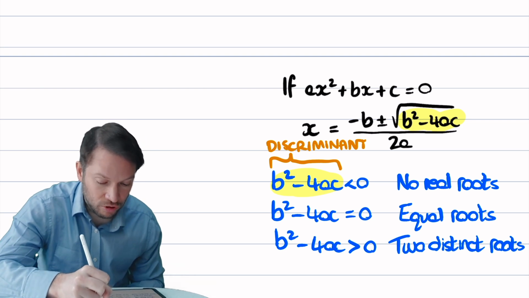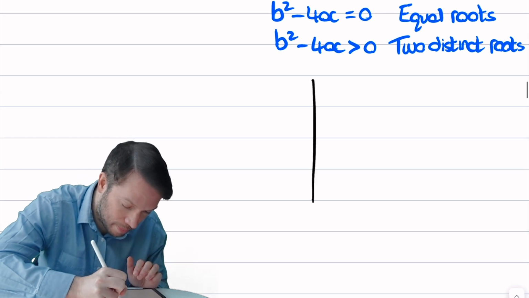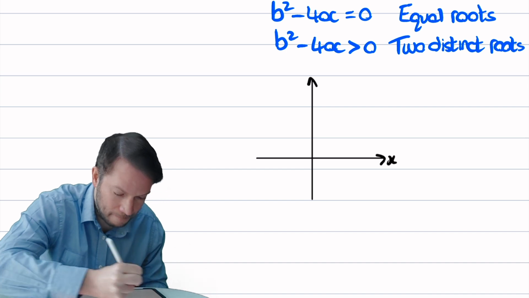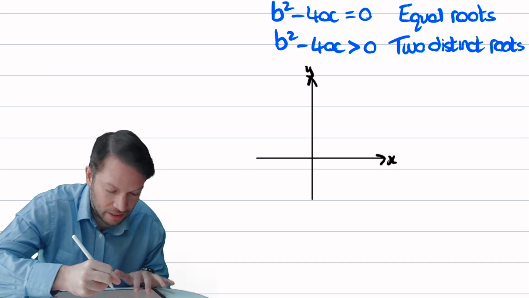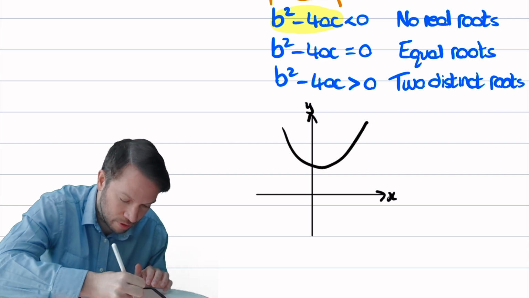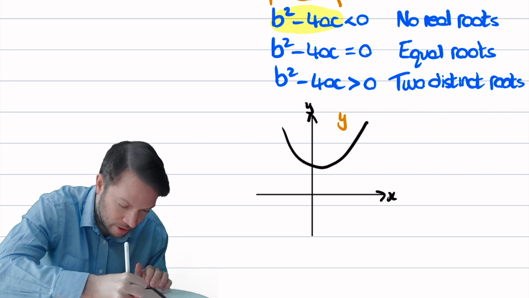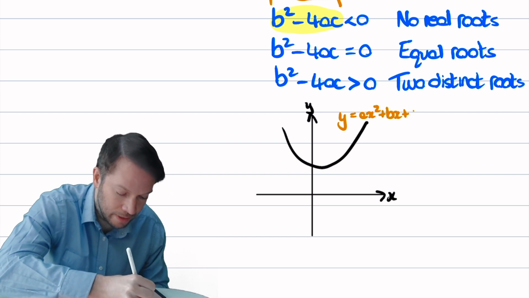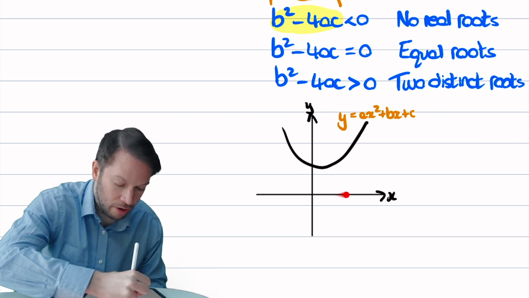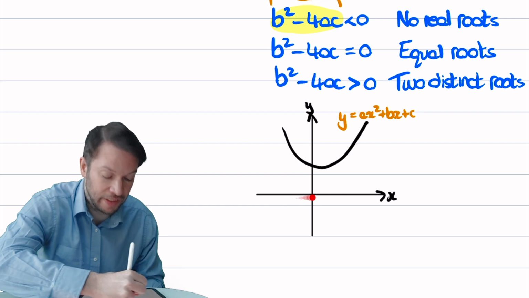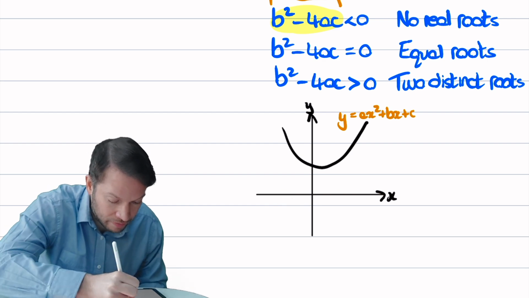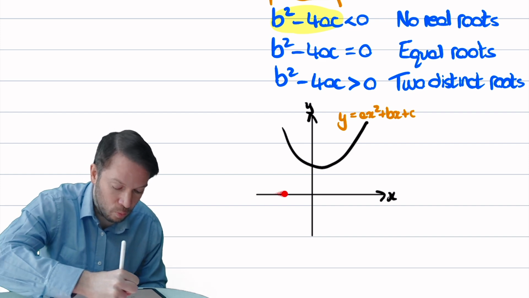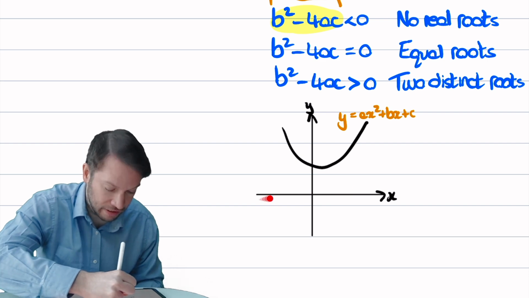Now, if we're thinking about a quadratic graph, so we had something like this, and we had a graph like that, and this was y is equal to some quadratic, ax squared plus bx plus c. Remember, the roots are where the graph intercepts the x-axis, so where the y value is 0. So if you had ax squared plus bx plus c equals 0, that would allow you to find out where the graph hits the x-axis, where y is 0.